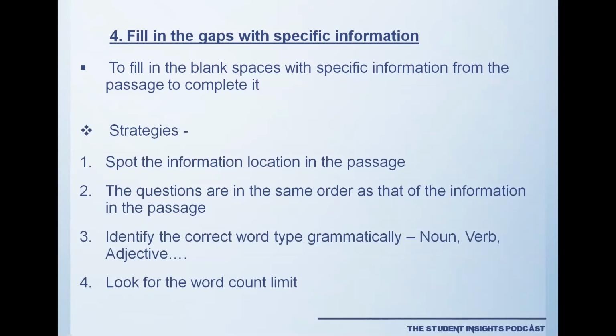And third is very important, you need to identify the correct word type grammatically, that is whether they're looking for a noun, whether they're looking for a verb, whether they're looking for an adjective. So please make sure you understand the kind of question and the kind of answer being expected. You usually get a hang of it while practicing, and as you practice more by analyzing the answers, you will definitely become very confident about the kind of question or the kind of word being asked.